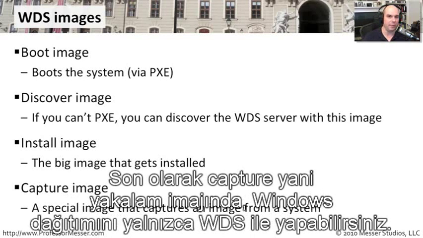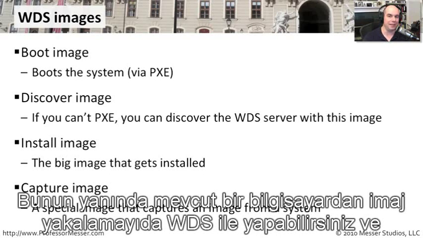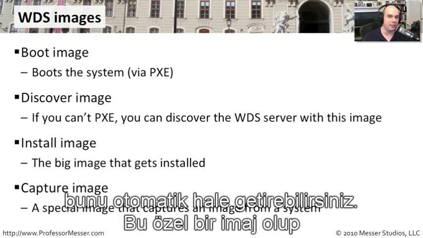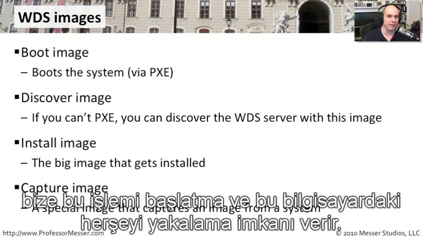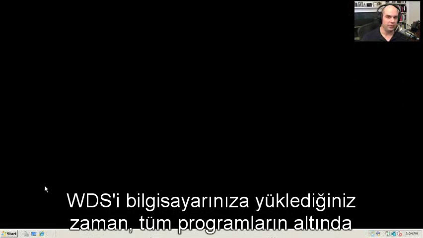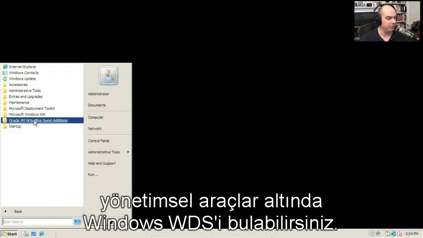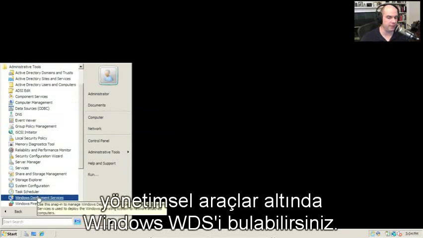And the last one is a capture image. You can not only deploy Windows 7 with WDS, you can also capture an image from an existing computer with WDS and automate that process. And that is a special image that allows us to start that process up and capture everything that's on that computer. You'll find your WDS, once you install it, in All Programs under Administrative Tools, Windows Deployment Services.